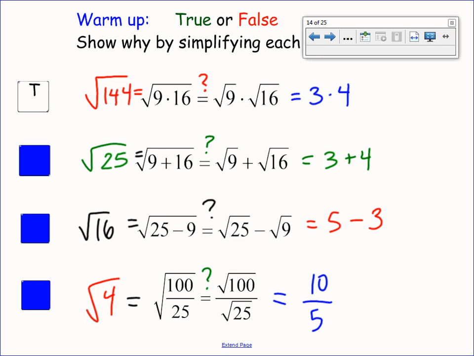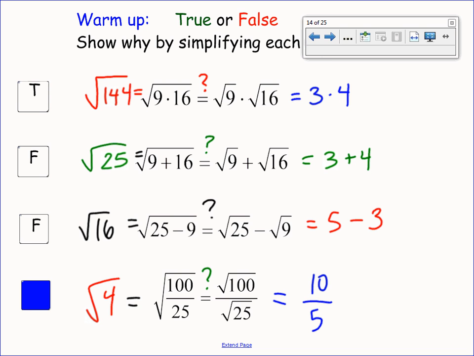Does the square root of 25 equal 3 plus 4? Carson and Dakota? False. False. That's false. Raise your hand if you have false for the second one. False. Good job. So we cannot distribute that radical through that addition, right? That does not hold true the way that it does for multiplication. Third, does the square root of 16 equal 5 minus 3? Cody and Aaron? False. False. So raise your hand if you have false for the third one. Definitely false, so we can't distribute a radical through subtraction either.